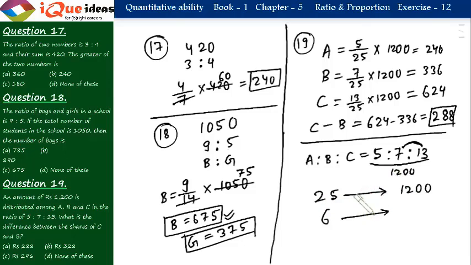So if 25 is equivalent to 1200, then 6 will be equivalent to... We can directly find the required difference, and that is 1200 into 6 divided by 25. 25 cancels 1200 48 times. 48 into 6 is 288. So this was the other method of doing the same question.